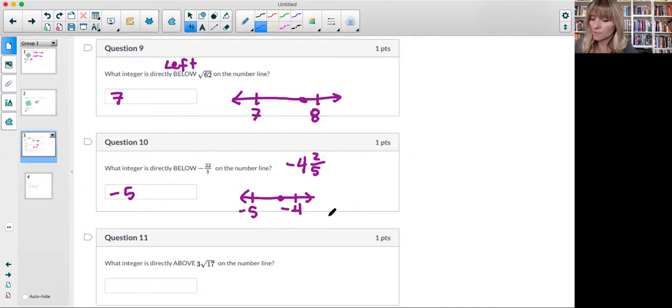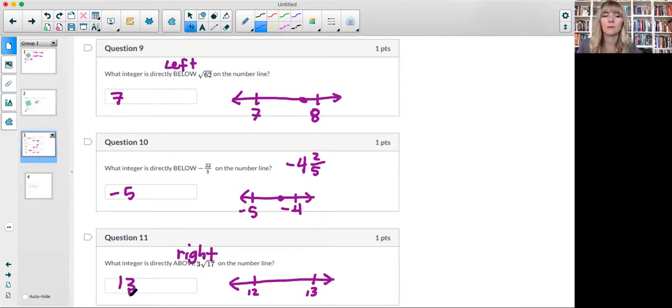One more. 3 square root of 17. I'm typing it in my calculator, even though I could estimate square root of 17 is just a little bit more than square root of 16. So it's like 4 point something, and then I'm going to times by 3. So it's 12 point something. And there it is, 12.37. So on my number line here, if it's 12 point something, above means to the right. So what's directly to the right on the number line? 13. So that's the above and below questions.